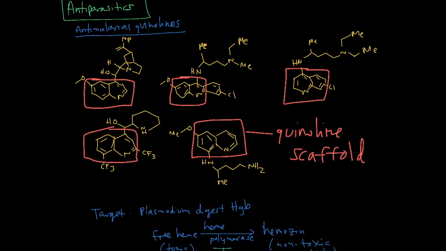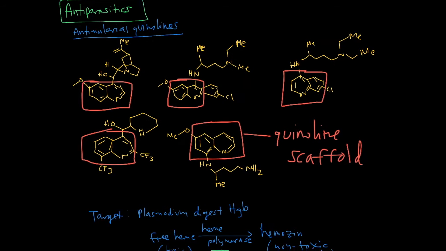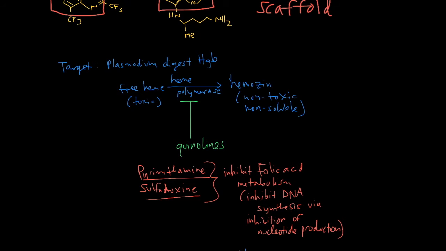Now your antiparasitics. Your quinolines are a class of antiparasitic drugs, specifically antimalarial drugs. And remember, the quinolines have a quinoline group, which includes two 6-membered rings, one of which has a nitrogen and the other doesn't have a nitrogen. These target Plasmodium because Plasmodium digests hemoglobin. By digesting hemoglobin, you release heme, and Plasmodium converts the toxic heme to hemozoin, which is non-toxic and non-soluble, by heme polymerase. So quinolines target heme polymerase, and by doing so, more toxic heme can build up in the cell and kill Plasmodium.